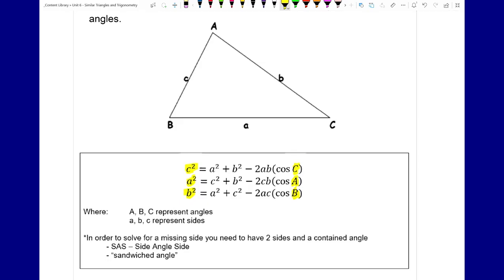Now, when we're using cosine law to try to find a missing side length, we're going to have two sides and a contained angle. And what we mean by that is we're going to need to have a side angle side, or SAS, or a sandwiched angle. So an angle that's contained between two side lengths, or it's sandwiched between them. And then we can use that information to help us find that missing side, which is going to be across from the angle that we have.